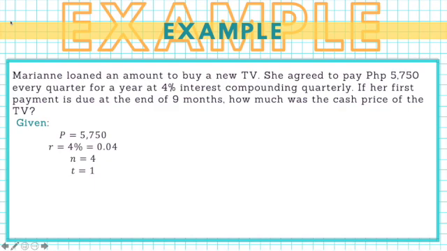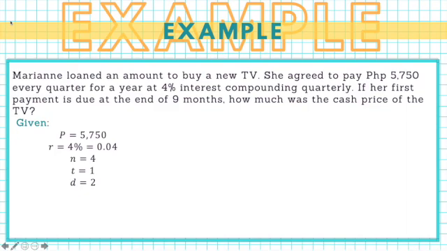So for the first 3 months, she's not going to pay. That's 1 deferment period. Second 3 months, she's not going to pay again. That's 2 deferment periods. And on the 9th month, which is on the 3rd quarter, she will start paying. So that particular quarter is no longer part of your deferred period. Therefore, our D is equal to 2 since she will only miss 2 quarters for the payment.